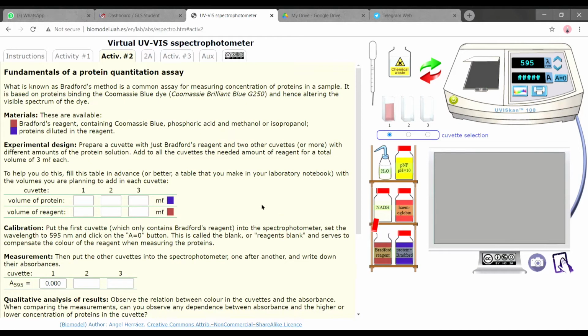And then the question wants us to make a first cuvette only contains Bradford reagent, and then the other two with different amount of protein solution. So in this table, we just set for the protein is 0, the reagent is 3, and this one, 3, this is 2, 3. So we prepare the cuvette first.